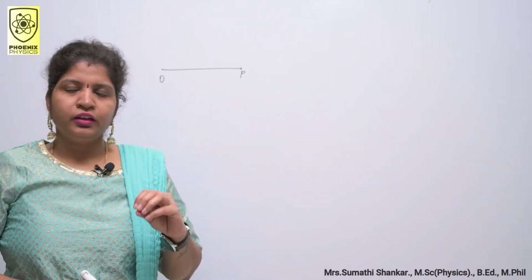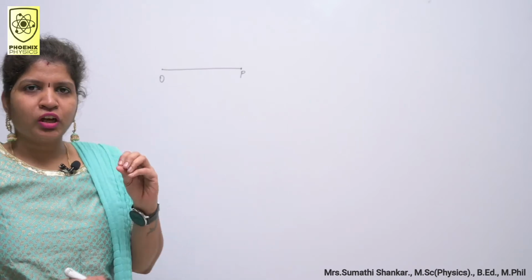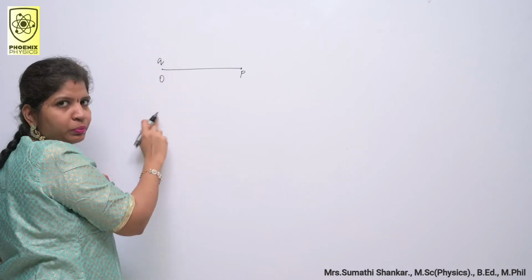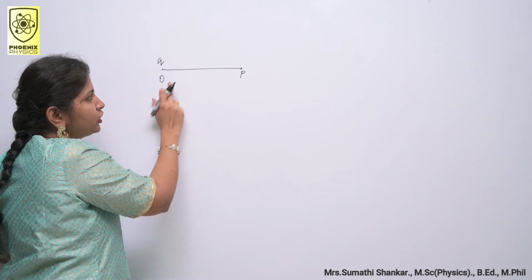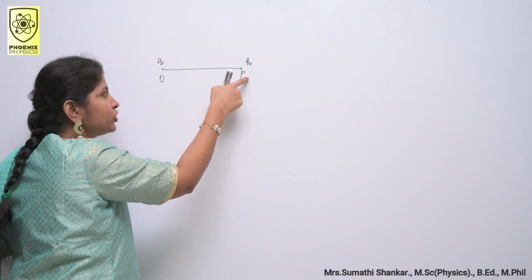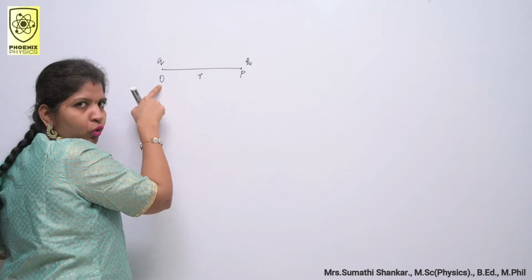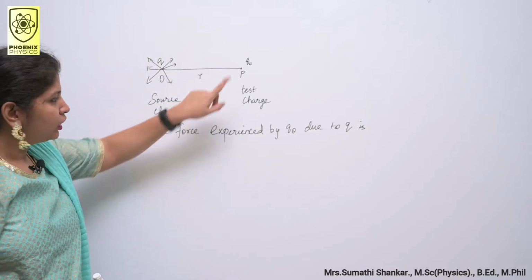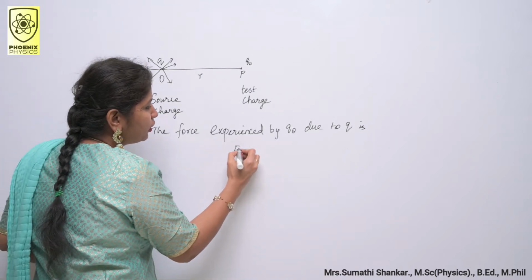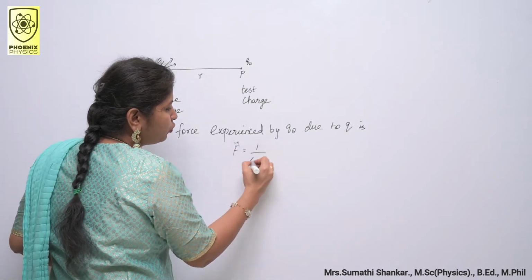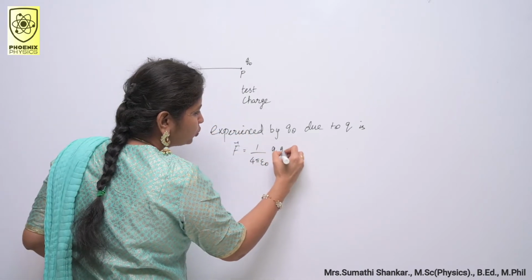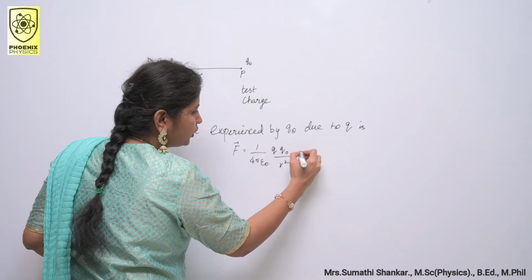For your better understanding, consider a point charge Q placed at a point O in space. Another charge Q0 is placed at a point P which is at a distance r from O. The force experienced by Q0 due to Q is, how do you write the formula? F is equal to 1 by 4 pi epsilon naught. Here instead of Q1 and Q2 we have Q and Q0 divided by r square r cap.